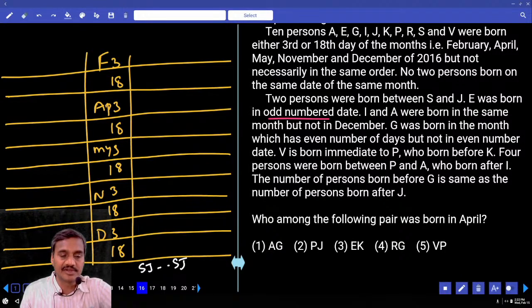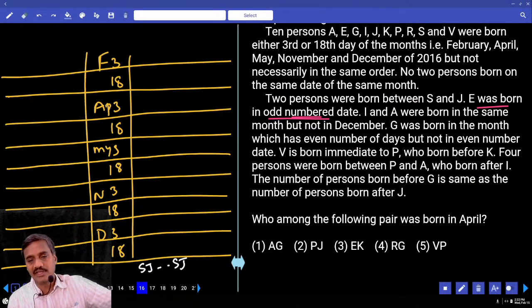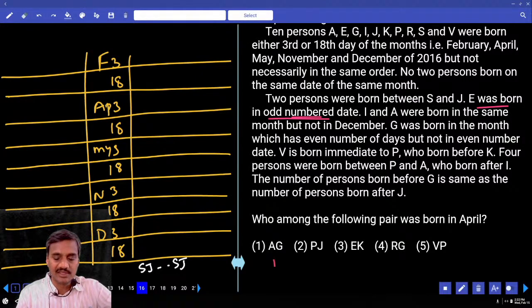E born on an odd number date, how many possibilities? 5. No 2 persons were born on the same date. E was born on an odd number date, so on the 3rd of any one of these months. And I and A were born in the same month, in any order, but not in the month of December.